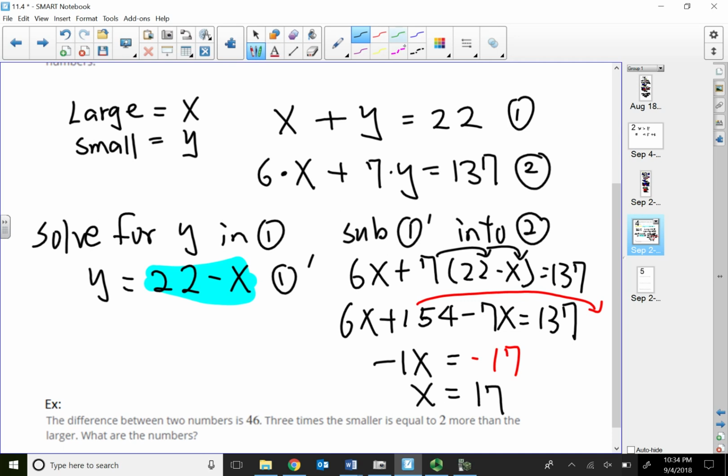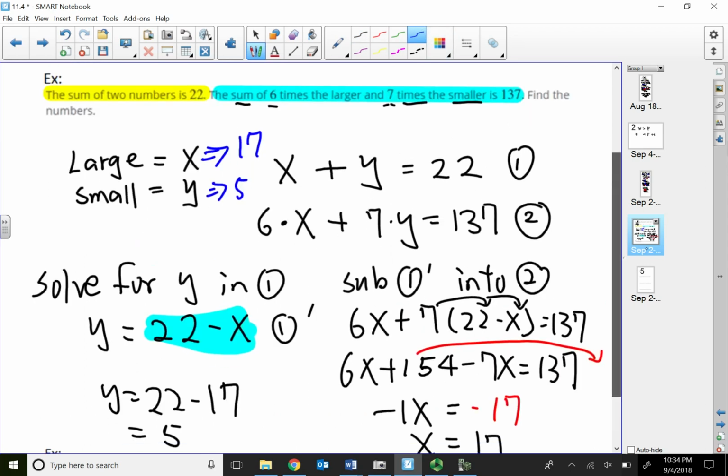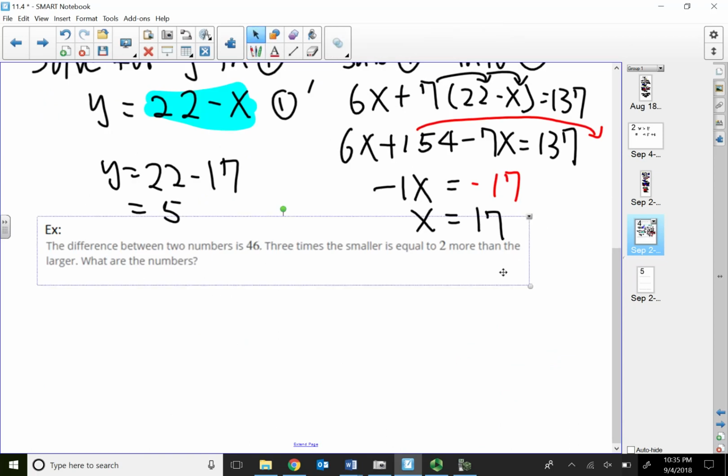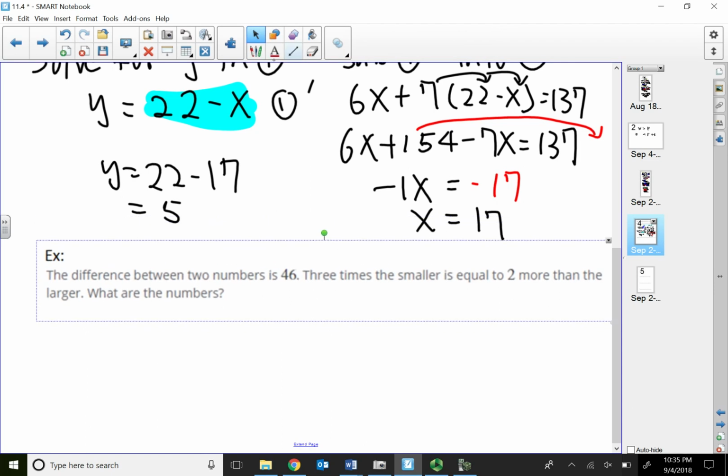So x represents the larger number, so I already know my larger number is 17. When I do a back substitution, I will put my 17 into my first equation prime. So 22 minus 17 will tell me what my small number is, which is what? 5, right? My small number will be 5. There you go, 17 and 5. All right, let's try another one. Same thing: two equations, two sentences I need to translate.